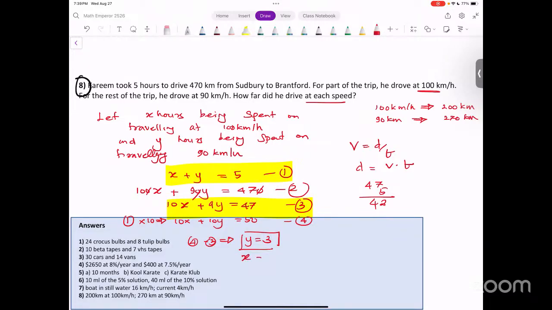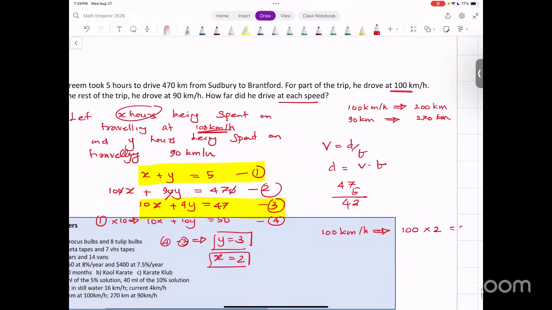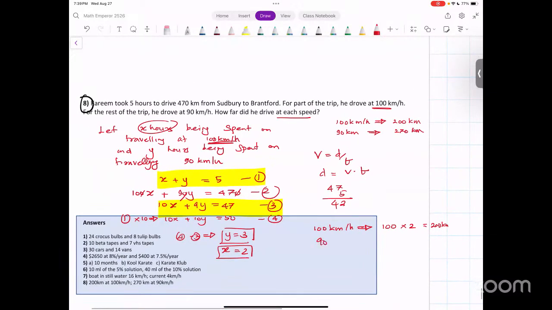But remember, this is not the answer. So it's a little tricky. This is not the answer. We want a distance. We see x hours being spent on traveling at 100 kilometers per hour. So if you spend x hours at 100 kilometers per hour, then to find out the distance traveled, x, which is 2, times the speed 100, is 200 kilometers. At 90 kilometers per hour, you spend 3 hours.